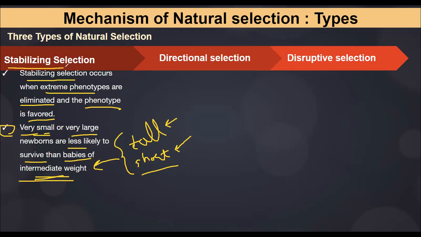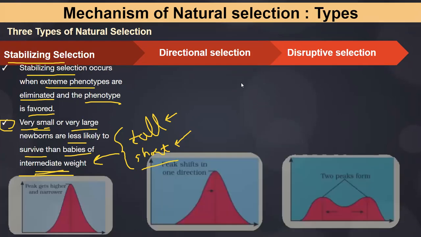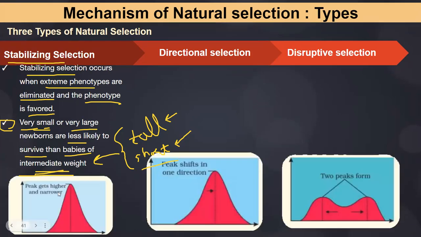So, stabilizing selection. The graph will look like this, something in between. Peaks get higher and narrower like that, just to give you an understanding. Then next is directional selection.